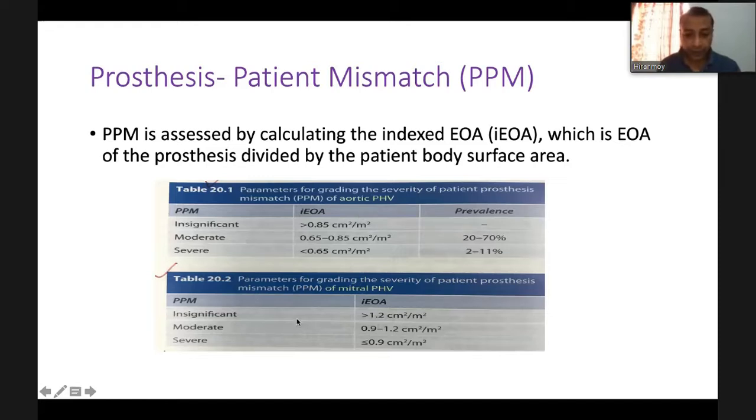In case of the mitral valve, if the index effective orifice area is more than 1.2 centimeter square per meter square, it is insignificant. If it is less than 0.9 centimeter square per meter square body surface area, it is severe. And between these two, it is moderate.